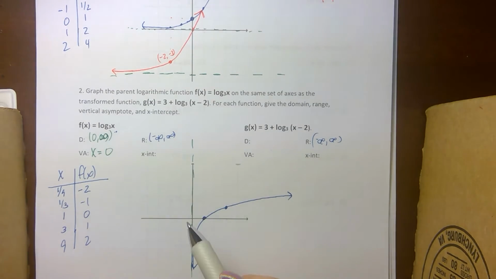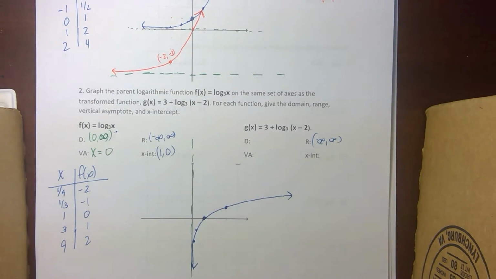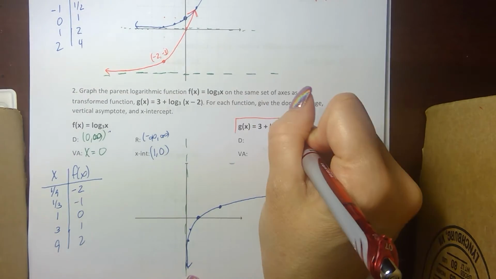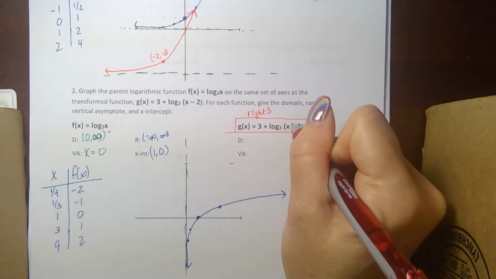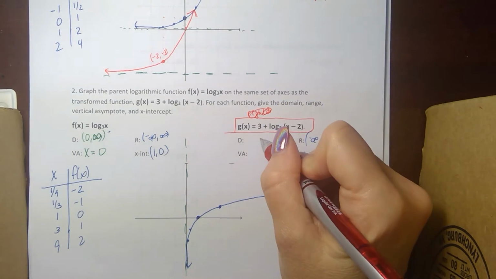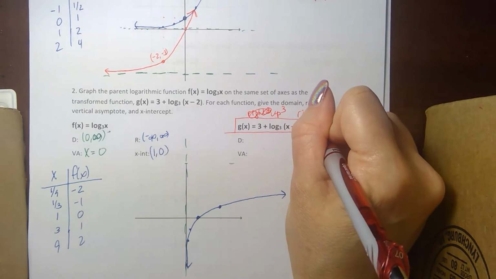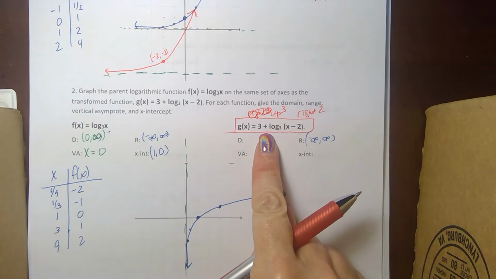X-intercept right there, where x is 1, y is 0. Okay, now let's transform this function. When I look at my pattern of transformations for g of x, I'm shifting up 3, and I'm shifting to the right 2. That's my horizontal shift, right 2. That's my vertical shift, up 3.